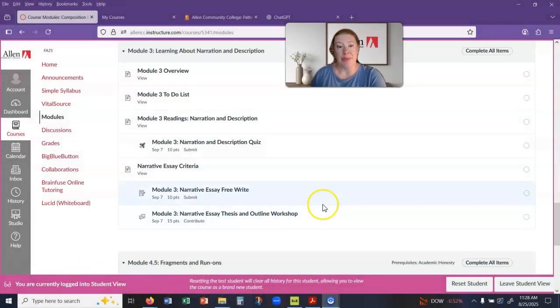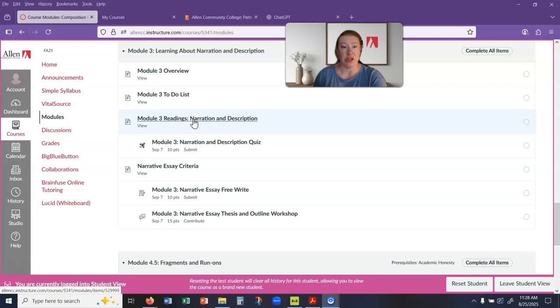So this module is all about learning about narration and description. Our first essay is a narrative essay, and this is a very common essay to start Comp 1 with, because a lot of students are most familiar with writing a personal writing type assignment. They get that a lot in high school. So now we're taking that and really trying to focus on how to construct an essay using more of a personal experience. So you have some readings to do first.